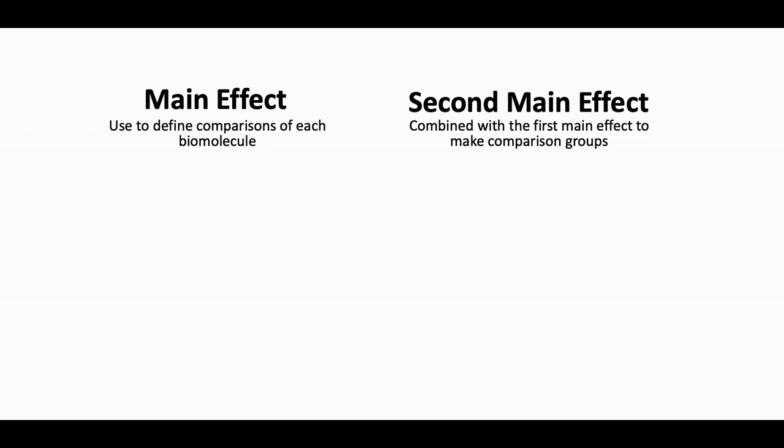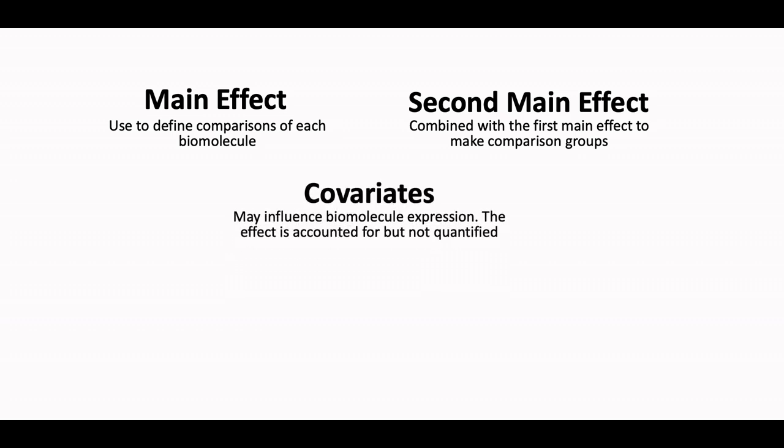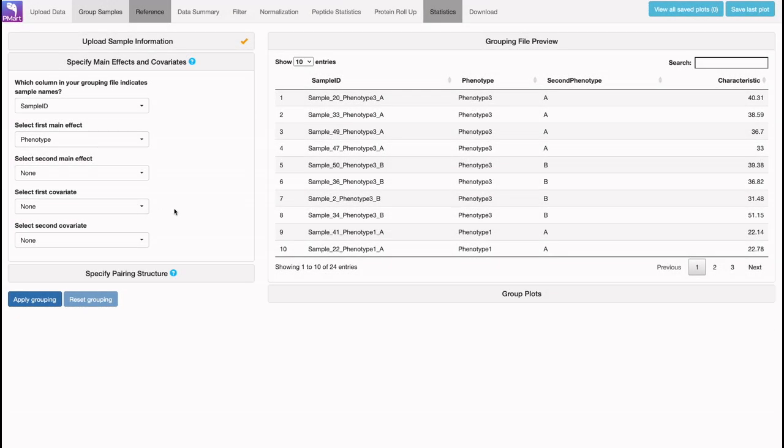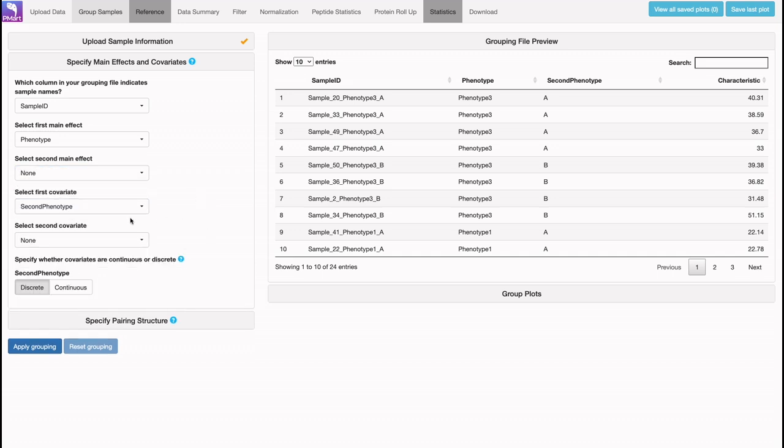And covariates are variables that may influence biomolecule expression, which will be accounted for in the statistical model, but we aren't explicitly interested in quantifying the effect associated with a covariate. From our previous example, the phenotype column may be specified as the main effect, and the second phenotype may be considered either a second main effect if you care to quantify its effect, or a covariate if you do not.